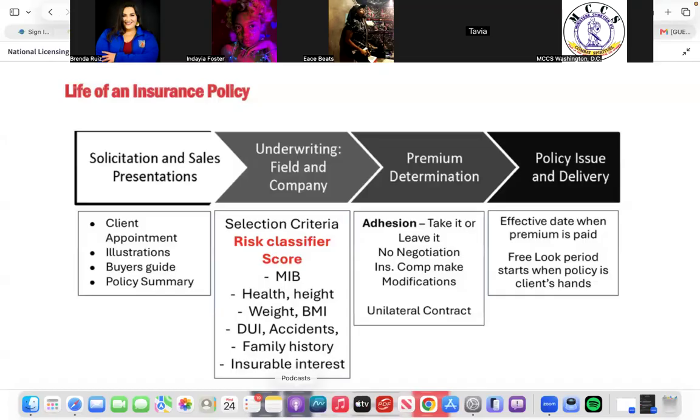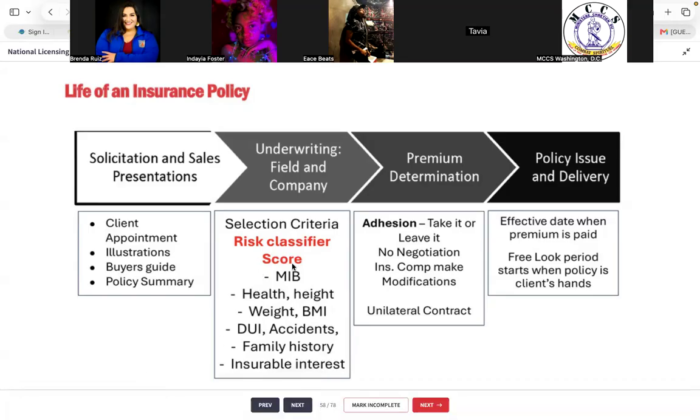Okay. Now, as the client is answering these questions, the insurance company looks and says, okay, we're going to rate them, right? They're going to rate you. And based on the rating you receive, that will determine whether or not you're going to get coverage. All right. Now, here's the things that they look at.